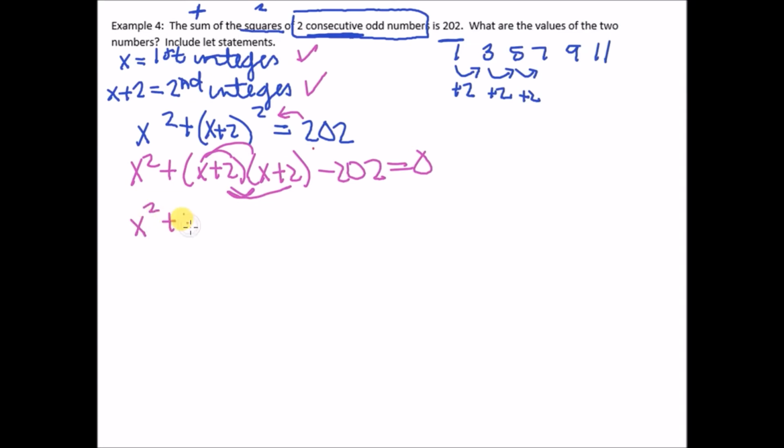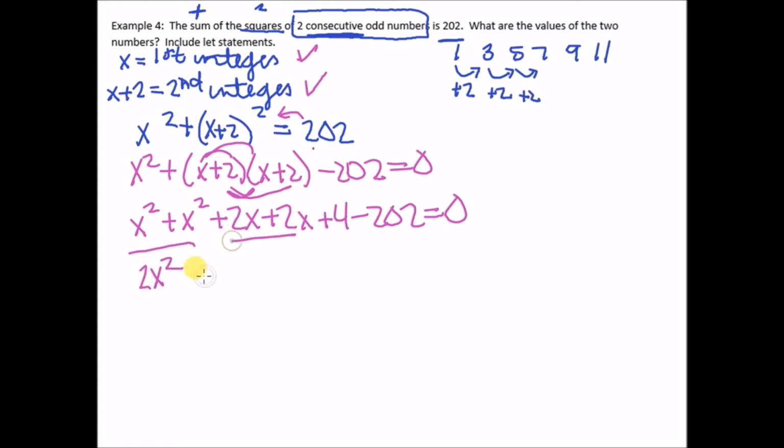X times x is x squared. We got a 2x, we have a 2x, and then we have a 4. Minus 202 equals 0. Now, let's go ahead and collect like terms. So, x squared plus x squared is 2x squared. 2x plus 2x is 4x. And then 4 minus 202 is negative 198.